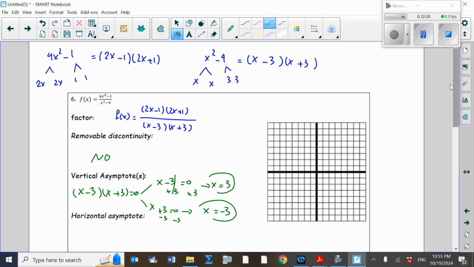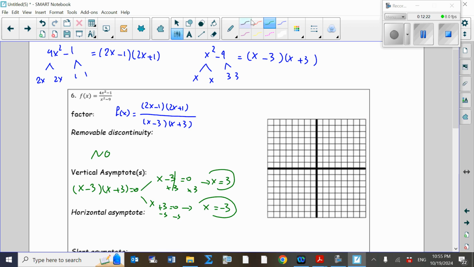To find the horizontal asymptote, you need to know the degree of the top and the degree of the bottom. It's easier if you look at the original function, not the factored form. The standard form is easier. The degree of the top is 2, the term with the highest degree. The degree of the bottom is also 2. So they are equal to each other.